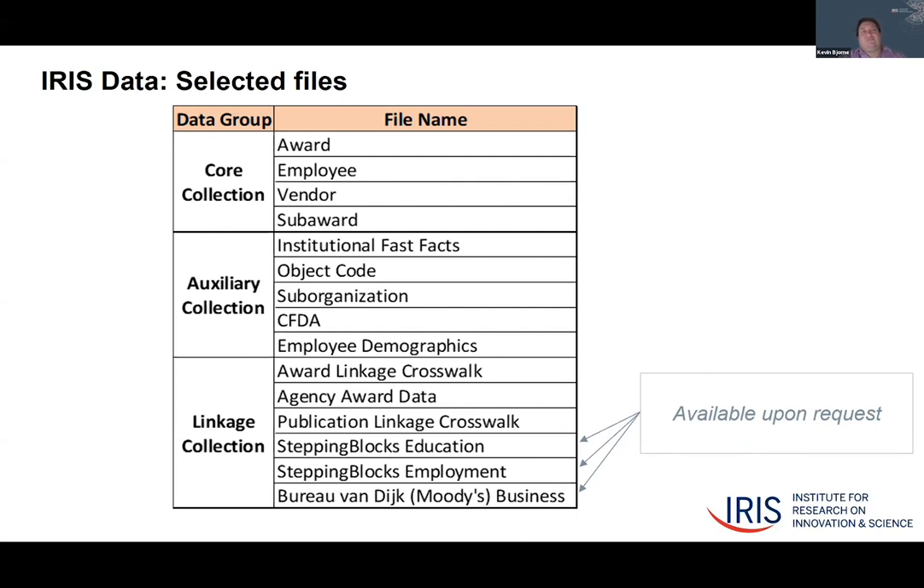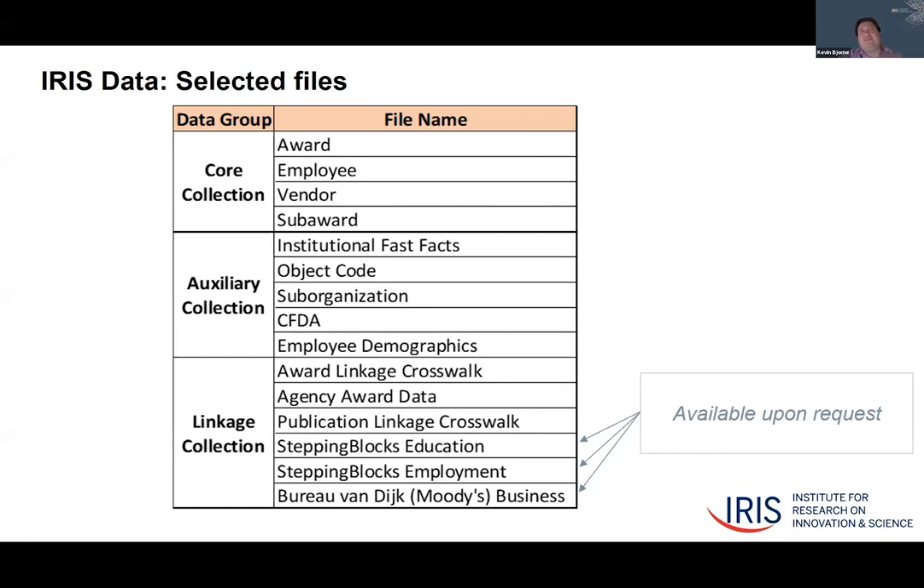We also have availability to stepping blocks, education and employment data. This is information about people who have worked on research projects at your university. In terms of education, we can tell you where they got their bachelor's, master's, PhD, when they did it, things like that. And in terms of employment information, we can tell you about where they went after they left your university, how much they earn, what kind of jobs they're doing, things like that.